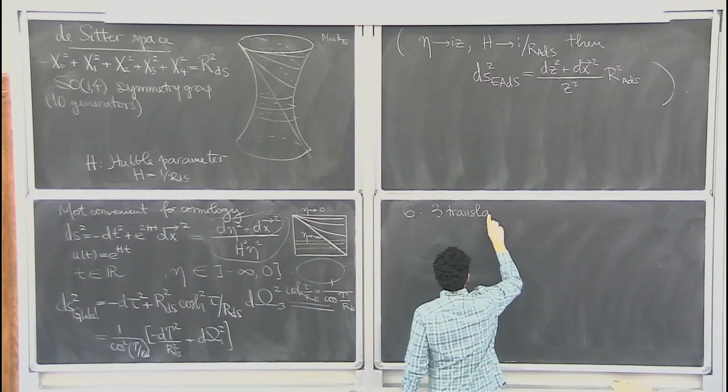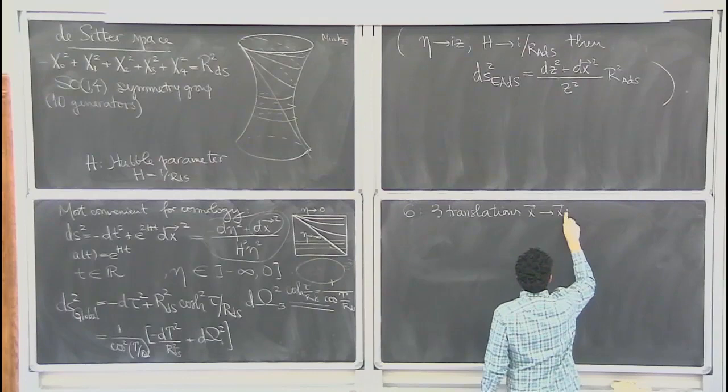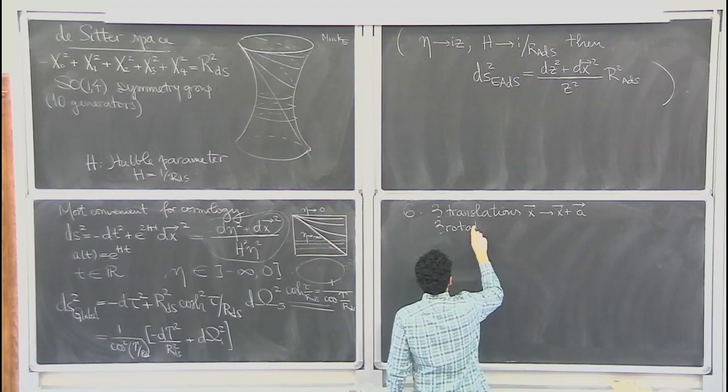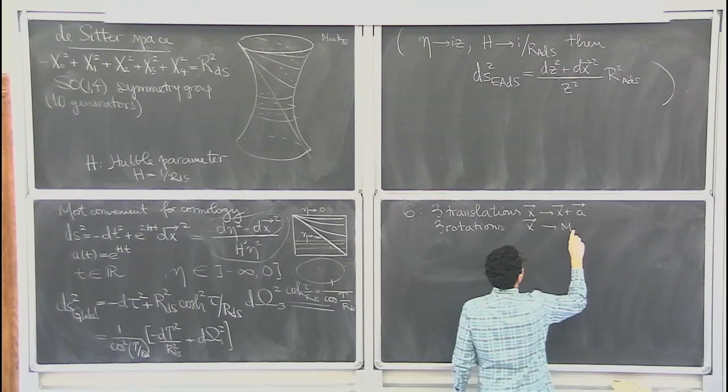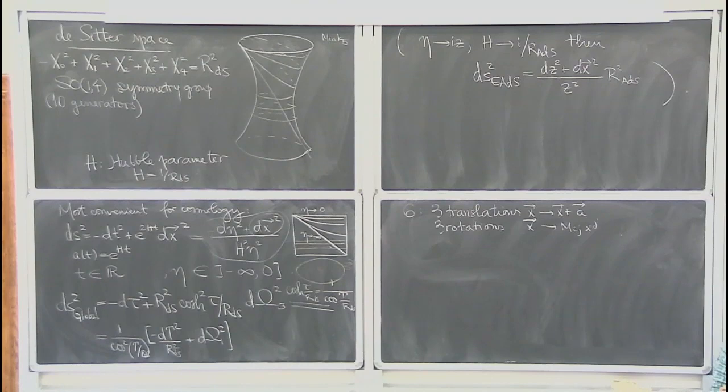x goes to x plus a, and 3 rotations, x goes to some matrix M_ij x_j. Okay? So now if you know AdS, it's obvious. If you've never seen this before, it might be a little bit unfamiliar.